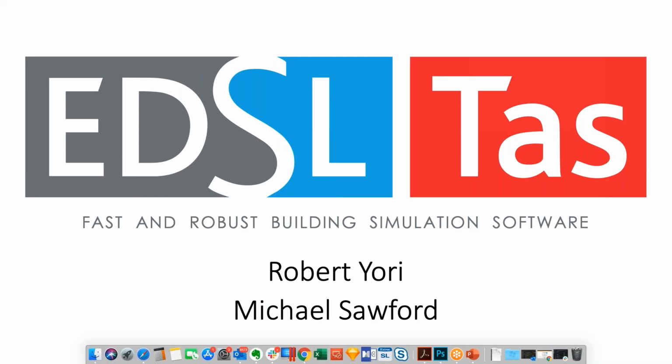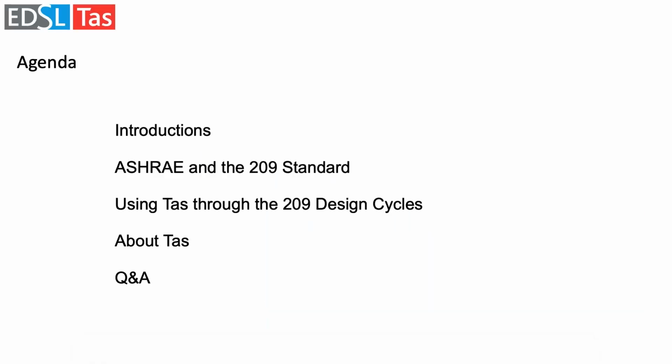We are going to talk about integrating building energy modeling through a standard called the ASHRAE 209 standard. So we'll talk a little bit about what the 209 standard is, and then hopefully demonstrate how tasks can be used to satisfy that standard. Then we'll go through just a little bit about tasks, and hopefully leave plenty of time for Q&A after.